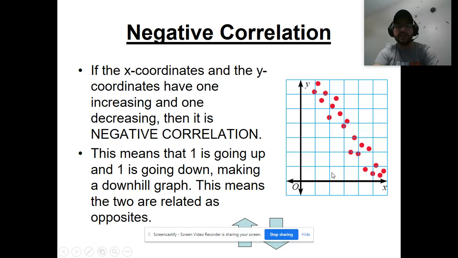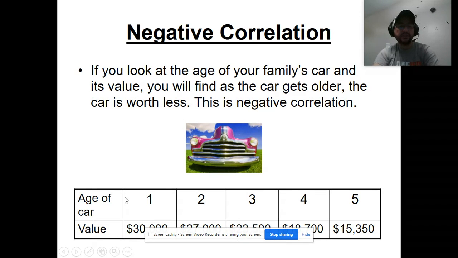What about negative correlation? One variable is increasing, the other variable is decreasing. One example is when you buy a car. After a couple of years, the value will decrease. So the years are increasing, the value will be decreasing.